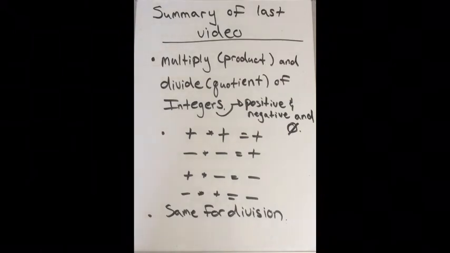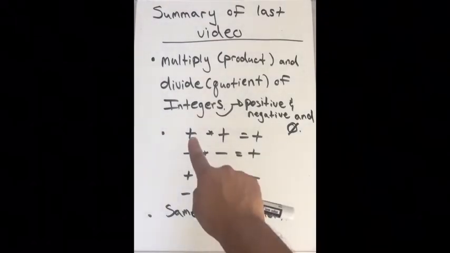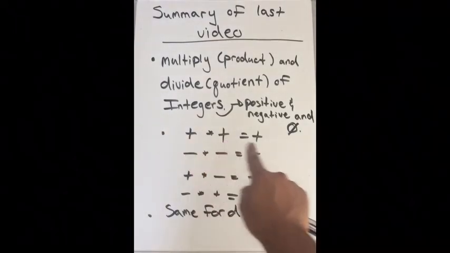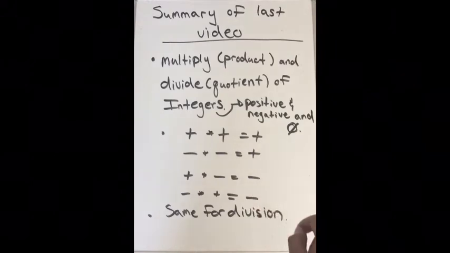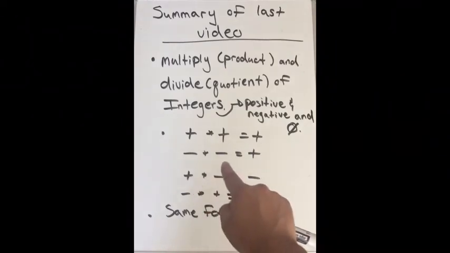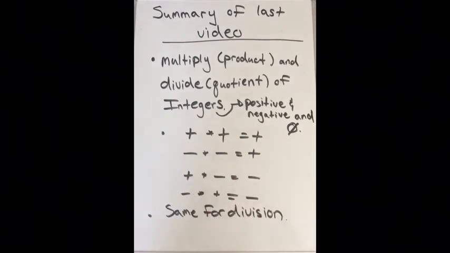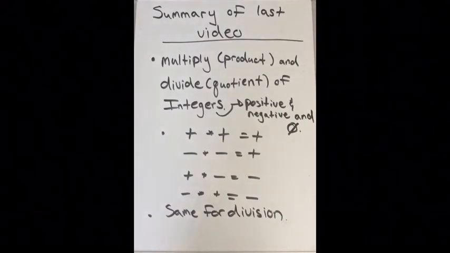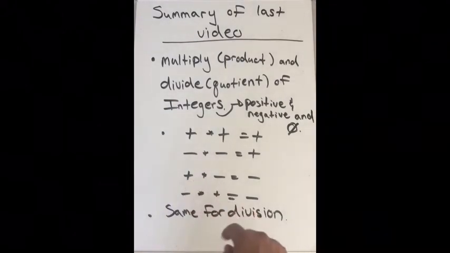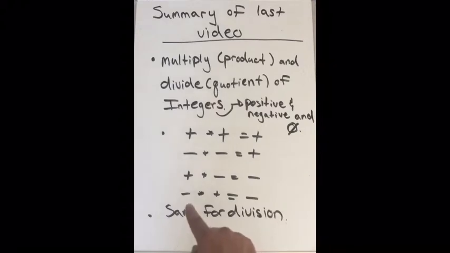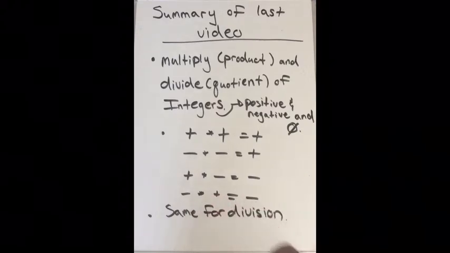The rules we learned for multiplying and dividing integers, or positive and negative numbers, is that when you multiply two positives, a positive times a positive gives you a positive product. A negative times a negative also gives you a positive product. However, if you were to multiply a positive times a negative, you get a negative product. A negative times a positive, you'd also get a negative product.